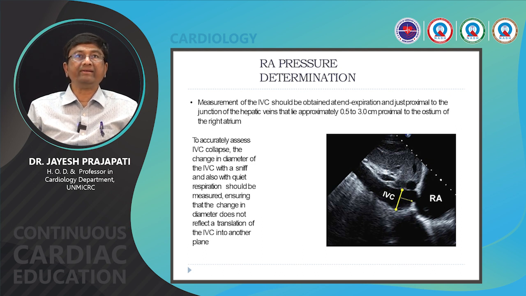So the measurement of the IVC should be obtained at the end of expiration and just proximal to the junction of the hepatic veins, approximately 0.5 to 3 centimeters proximal to the ostium of the RV. To actually assess the IVC collapse, the change in diameter of the IVC with a sniff, and also with quiet respiration, should be measured, ensuring that the change in diameter does not reflect translation of the IVC into another plane.